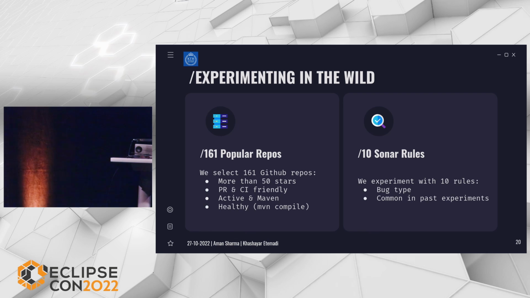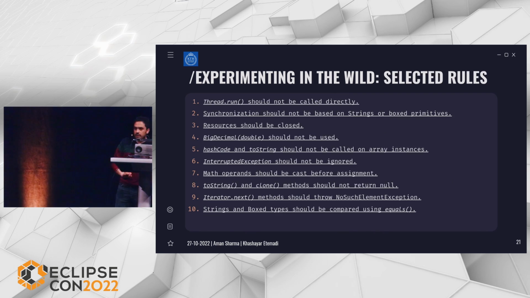The rules that are of bug type, there are different types of rules in SonarQube. The bugs, the vulnerabilities, and code smells are 3 of them, for example. And we focus on bug type, and we also focus on the rules that have some instances in previous studies to make sure these are rules that actually matter.